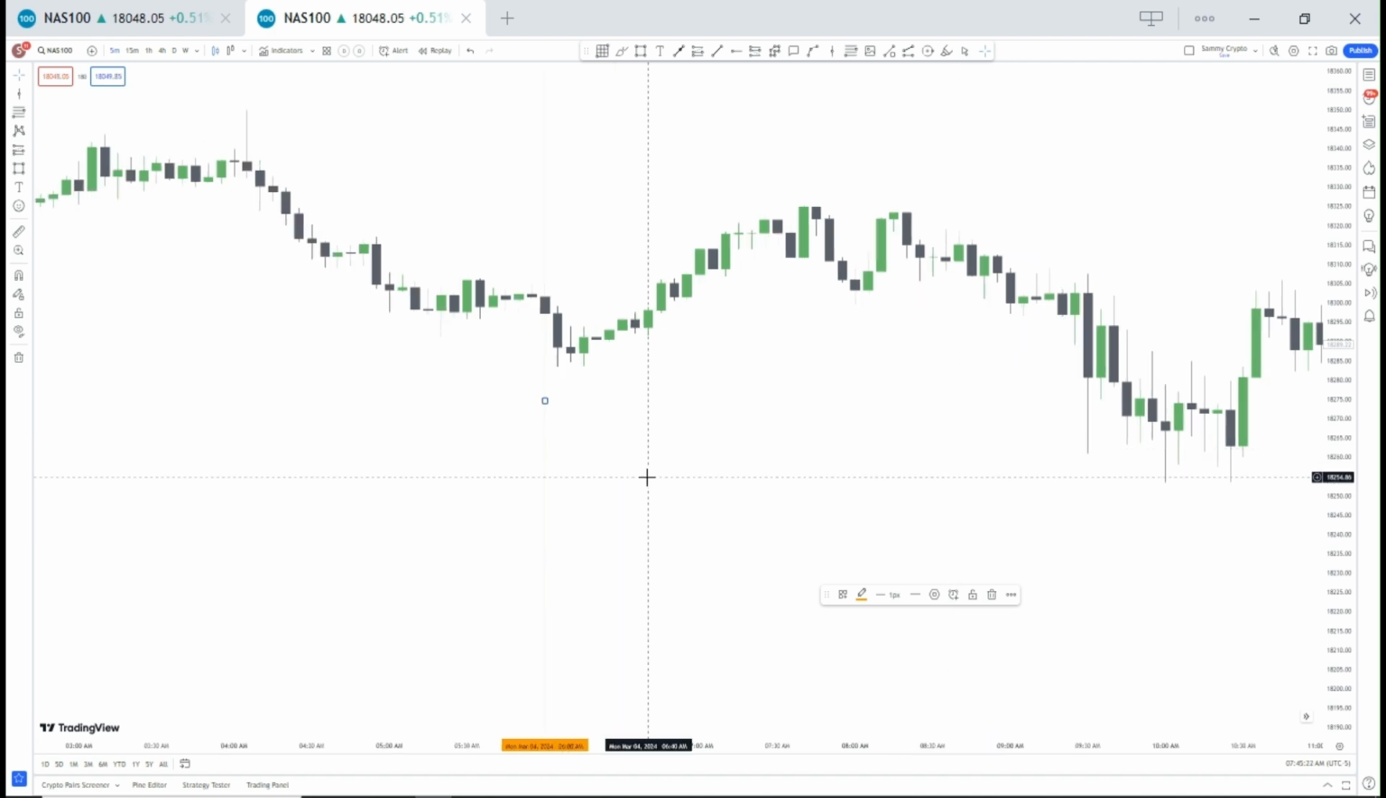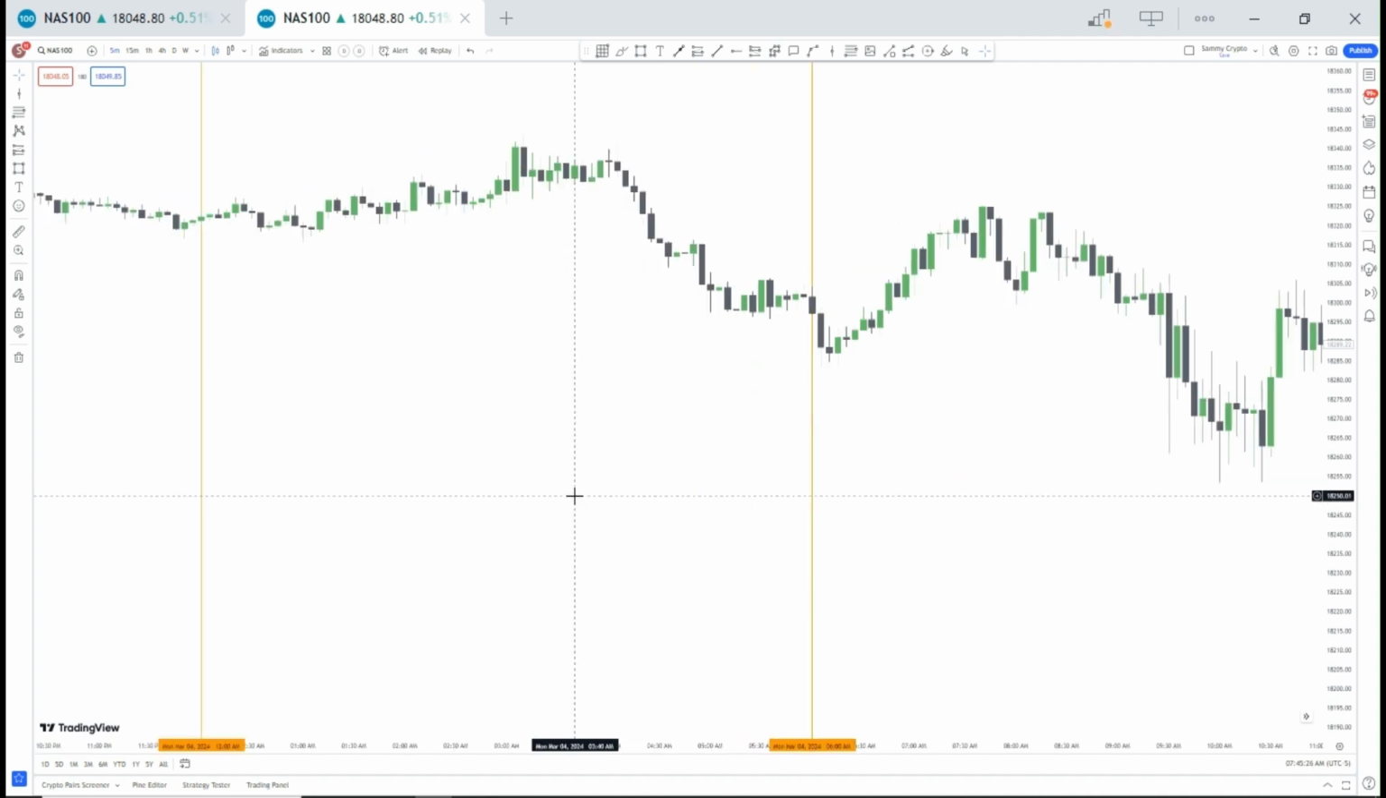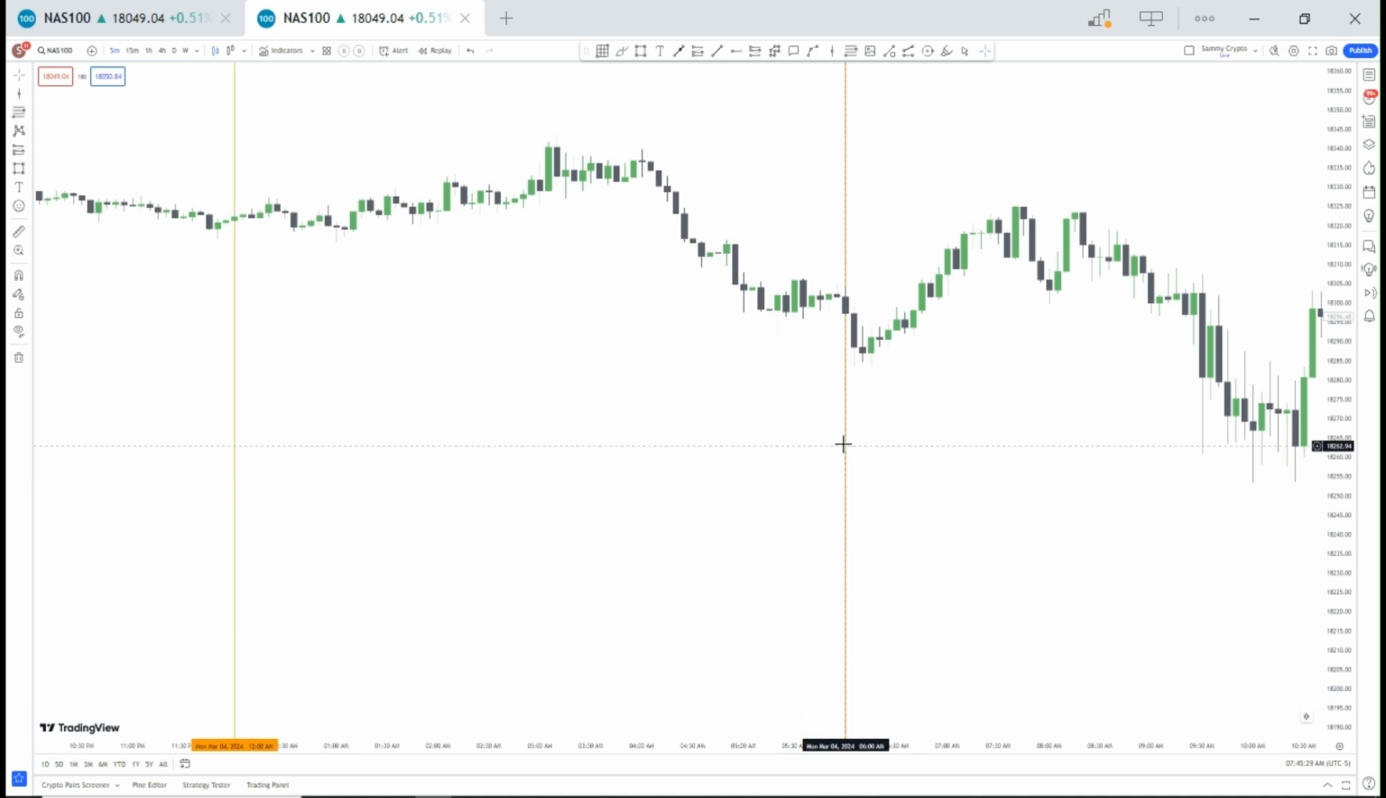Now let's look at the London session for this day. So this was a Monday, and we have London session 2 a.m. Sorry, 3 a.m. to 4 a.m. That's the silver bullet time, right? 3 a.m. to 4 a.m.